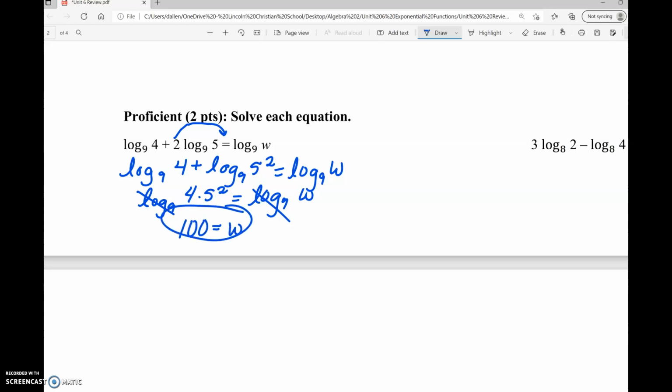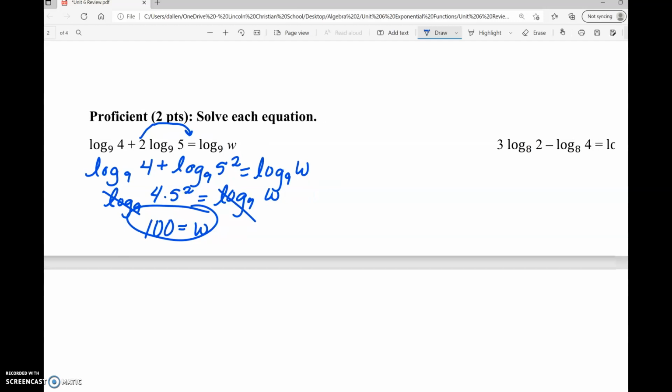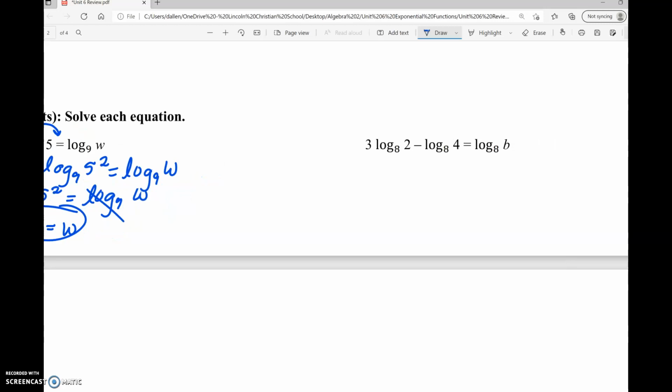So make sure that those powers go to the front and are not just multiplied. Right, and then here, same thing. We're going to first put our numbers in front as powers. So I'd rewrite that as log 8 of 2 to the third, minus log 8 of 4, equals log 8 b.